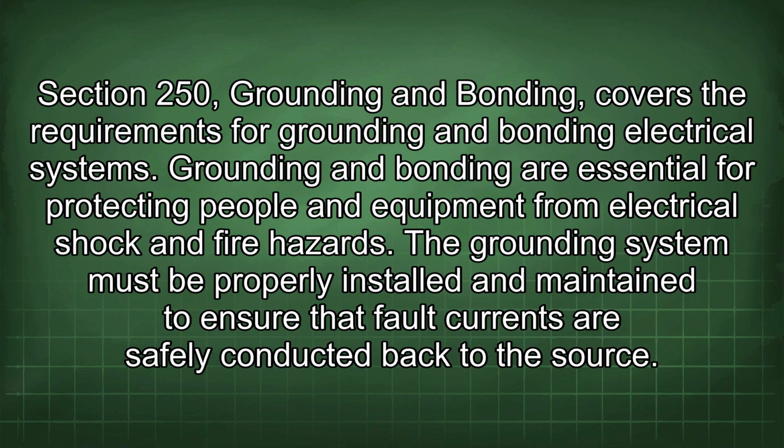Section 250, Grounding and Bonding, covers the requirements for grounding and bonding electrical systems. Grounding and bonding are essential for protecting people and equipment from electrical shock and fire hazards. The grounding system must be properly installed and maintained to ensure that fault currents are safely conducted back to the source.